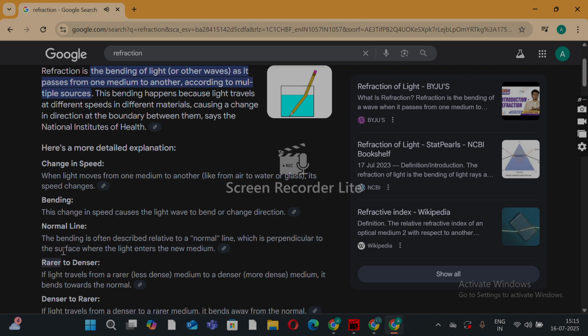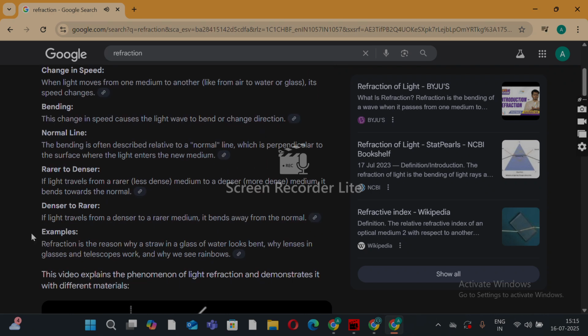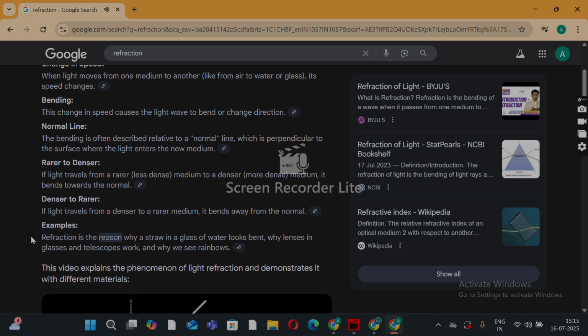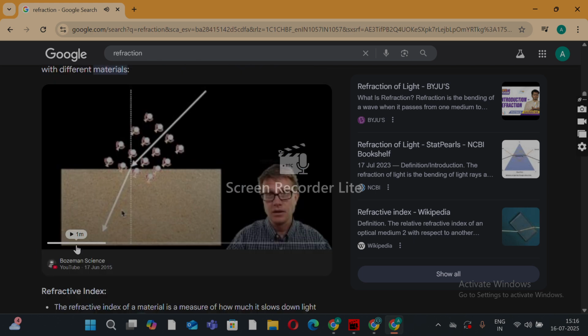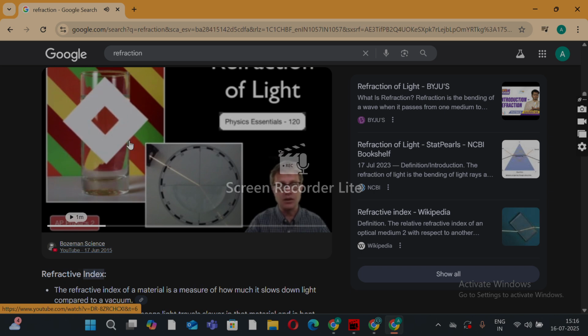4. Rarer to denser. If light travels from a rarer, less dense, medium to a denser, more dense, medium, it bends towards the normal. 5. Denser to rarer. If light travels from a denser to a rarer medium, it bends away from the normal. And 6. Examples. Refraction is the reason why a straw in a glass of water looks bent, why lenses in glasses and telescopes work, and why we see rainbows. This video explains the phenomenon of light refraction and demonstrates it with different materials. Refractive index. 1.